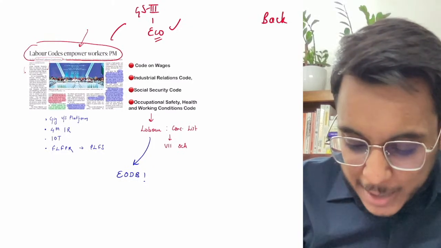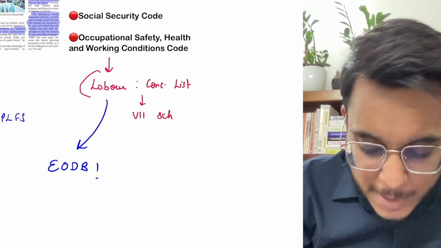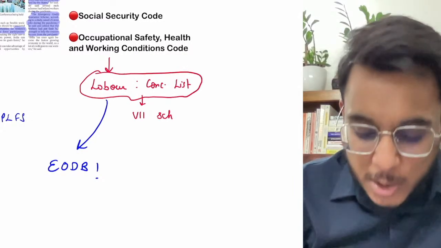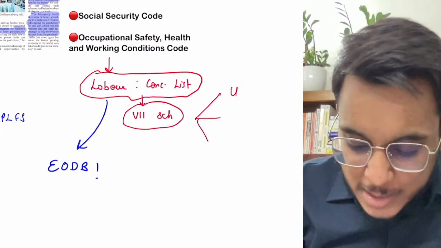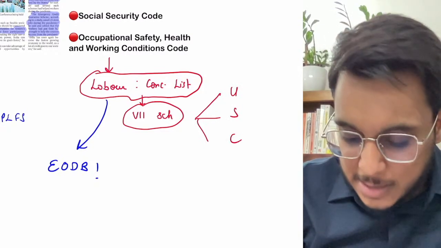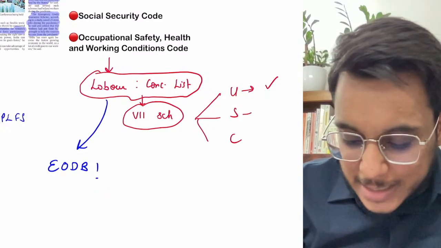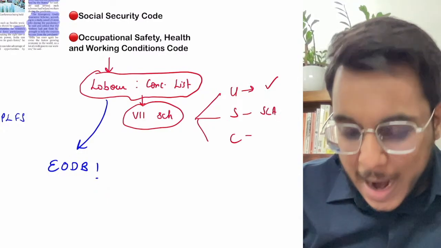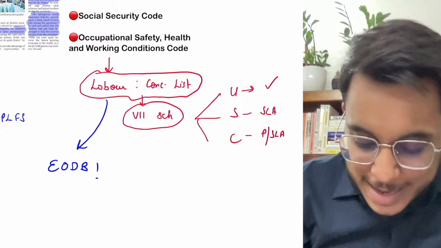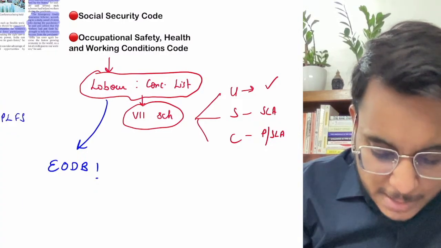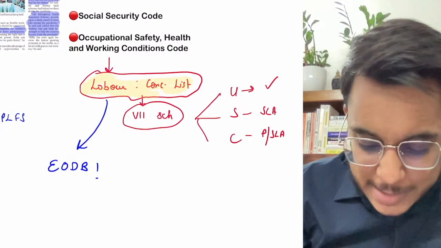Background. Now guys, the background goes like this: labor is a subject mentioned in the concurrent list of the Indian Constitution, in the 7th schedule. In the 7th schedule, we have 3 lists, that is the union list, state list and the concurrent list. In the union list, only the central government, parliament, can make the law. In the state list, the state legislative assemblies can make the law, and in the concurrent list, both the parliament as well as the state legislative assemblies can make a law. Now, the subject of labor is in the concurrent list. It means that both the center and the state governments can make the law.